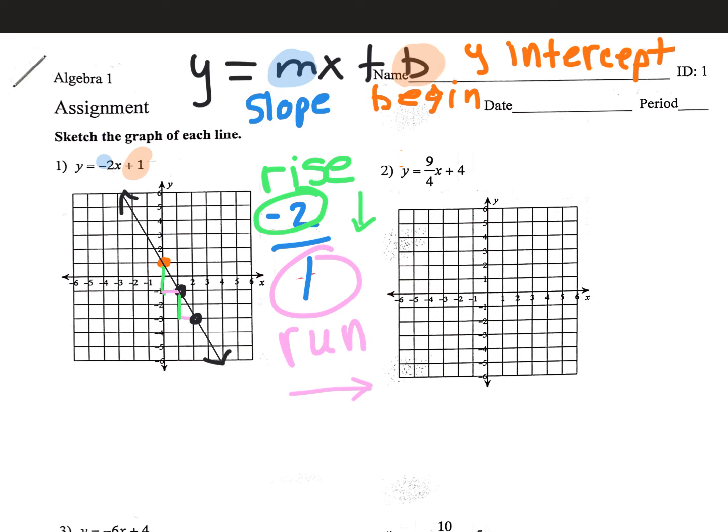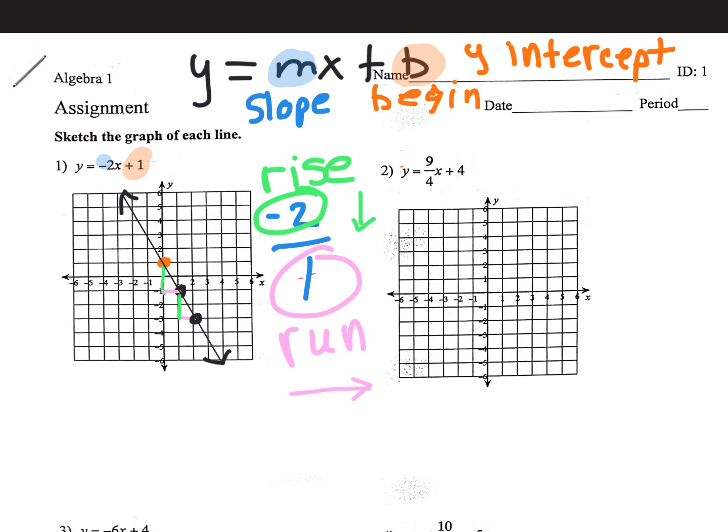So that, friends, is how we would graph any equation in slope-intercept form. You just start with the y-intercept. You start with the b, the beginning point. Then you use the slope to figure out how steep it is and where you're going to put the other 2 coordinates that you need in order to graph it. So that is way faster than we would typically do it.